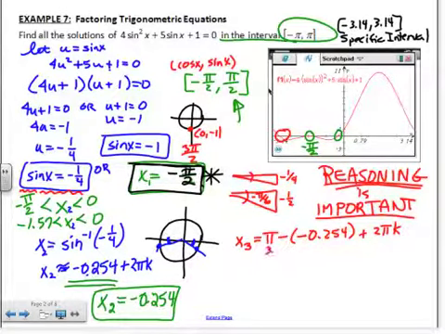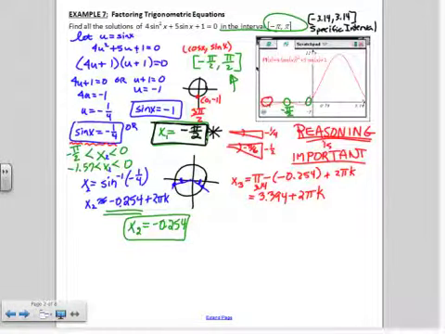And pi is 3.14. And that's going to be 3.14 plus that decimal there. And that gives us 3.394 plus 2 pi k. Wait! 3.394 is not in the interval! Boo! So that is not in our interval. So now we have to play around with that.